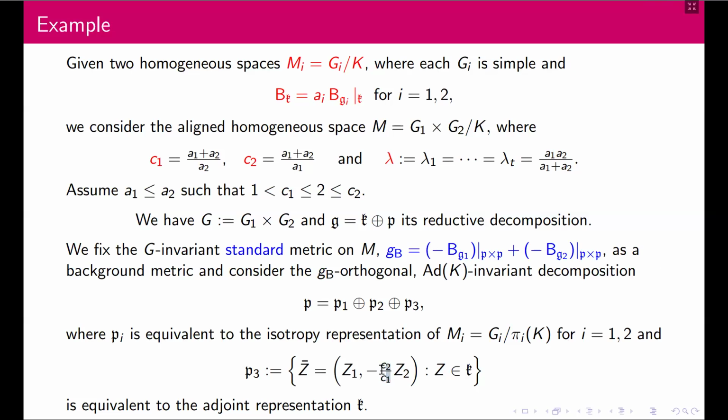This decomposition is much more complicated when G has more simple factors, because we want this decomposition to stay orthogonal with respect to the Killing metric and K-invariant. So when s is equal to 2, it is hard enough. And here P3 is equivalent to the adjoint representation of K.